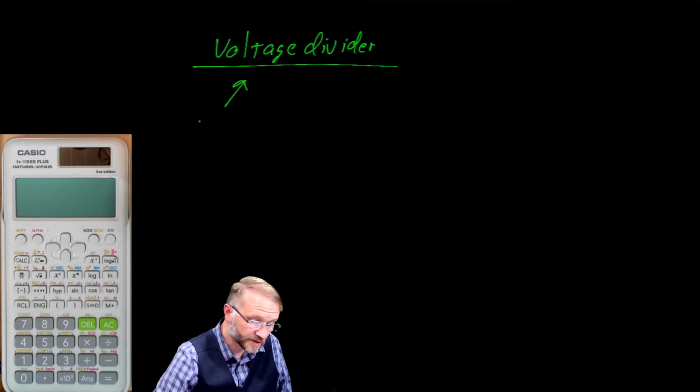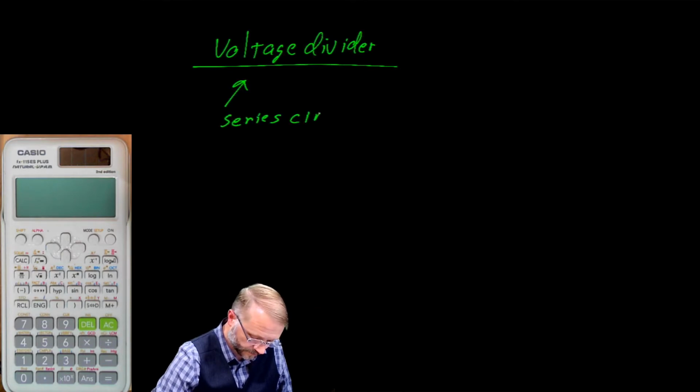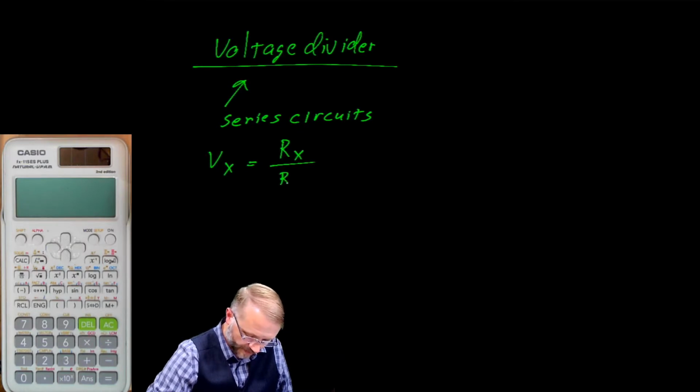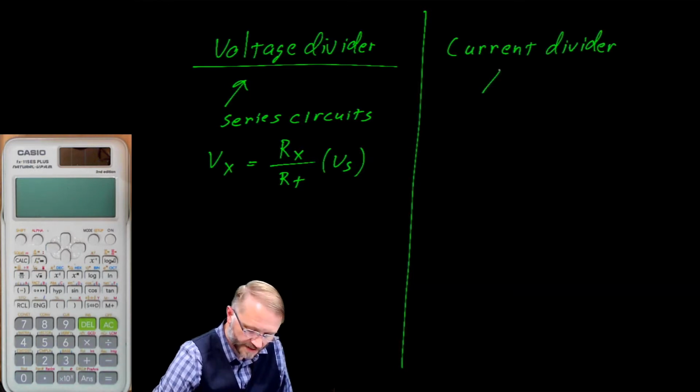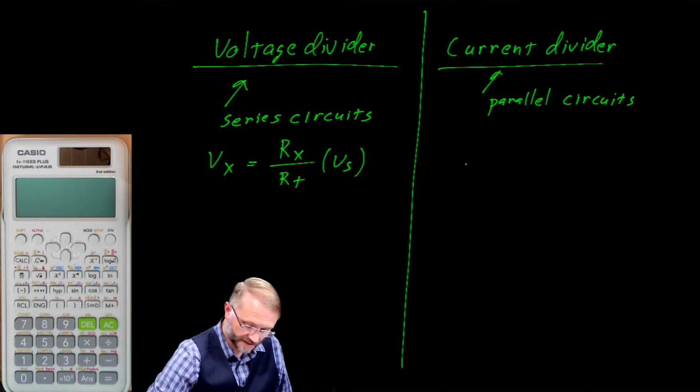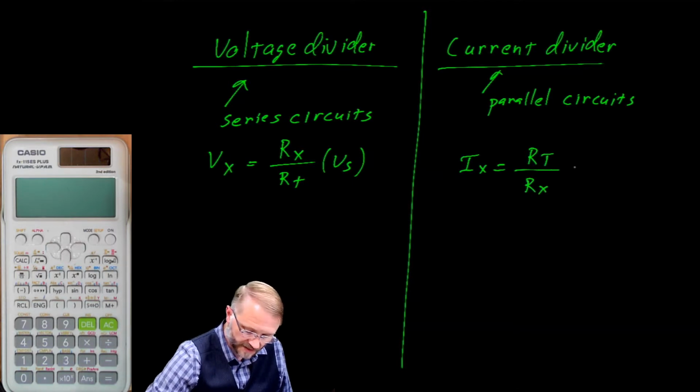We know this is for series circuits. And it tells us the voltage of interest is equal to the resistor of interest over the total resistance, the total series resistance that is, multiplied by the source. We have the current divider. This is for parallel circuits. And that tells us that the current of interest is equal to the total parallel resistance over the resistor of interest multiplied by the source current.